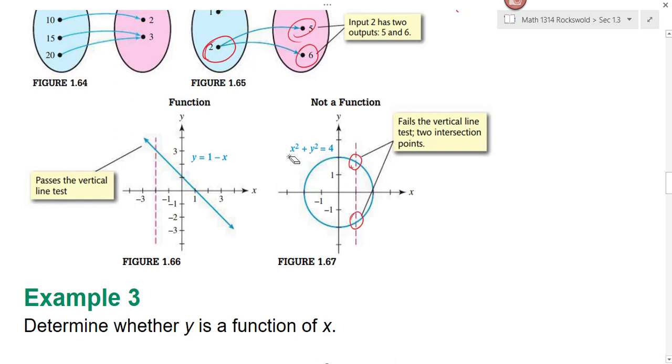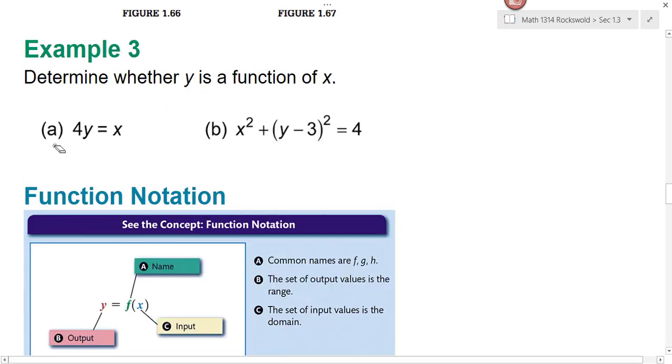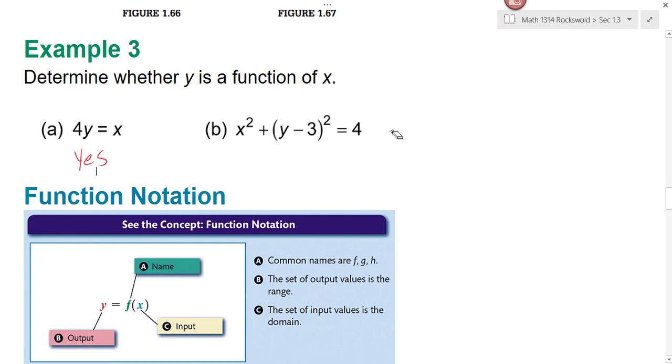One thing that you can tell whenever you're looking at an equation: if the y is raised to an even power, it's not a function. If you don't have a graph and you don't have a set of ordered pairs, if y is raised to an even power, it's not a function. So is part A a function for y equals x? Does this represent a function? Yes, it is. What about part B? It's not a function because the y value right here is being squared.